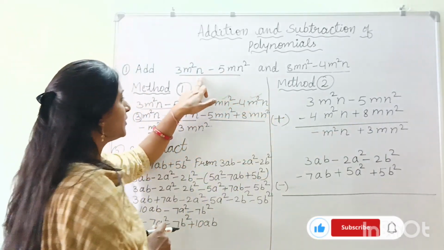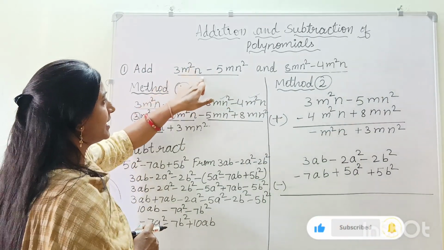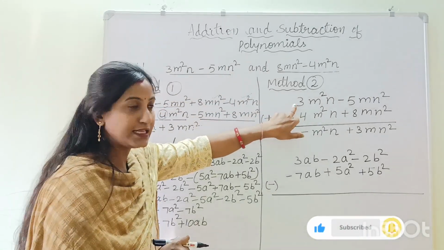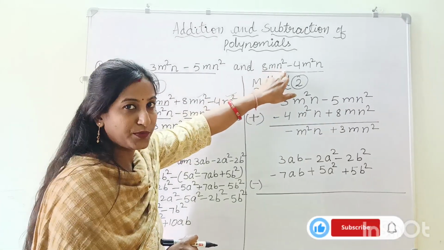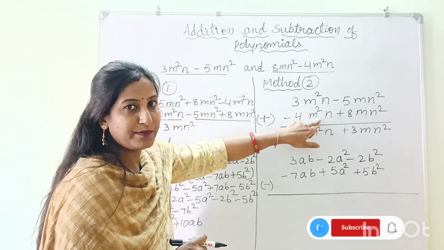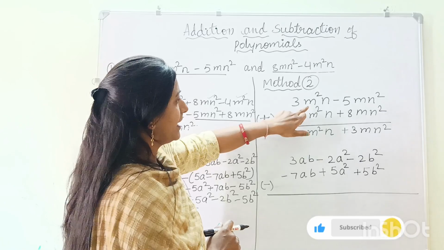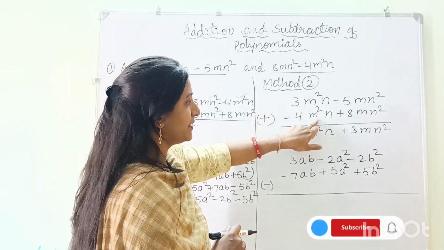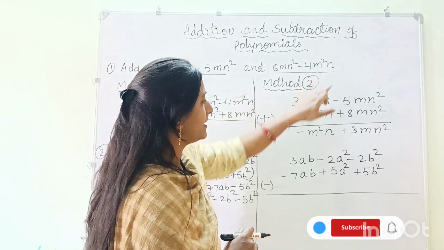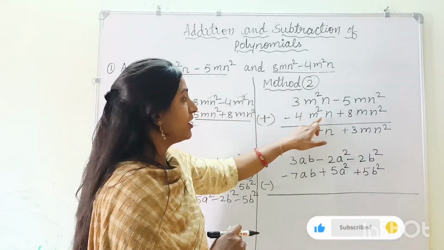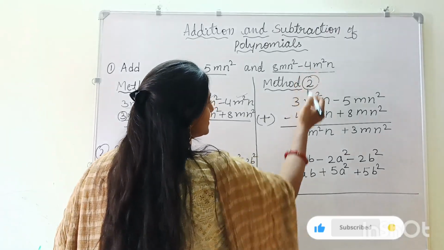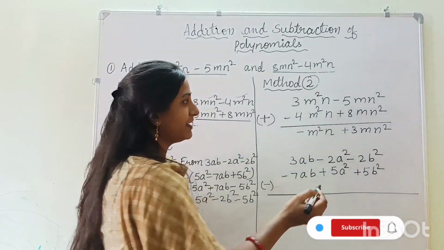So our first polynomial is 3m square n minus 5mn square. Here you write it as it is. From the next polynomial, you see the like terms and write them under the same terms. So the m square n term will come below that. Where is that? 4m square n. Here you write along with the sign. What is the sign of this? Minus. So minus 4m square n, along with the sign.